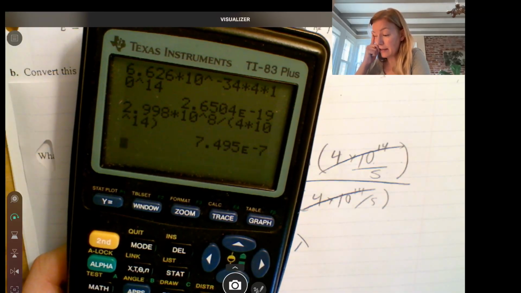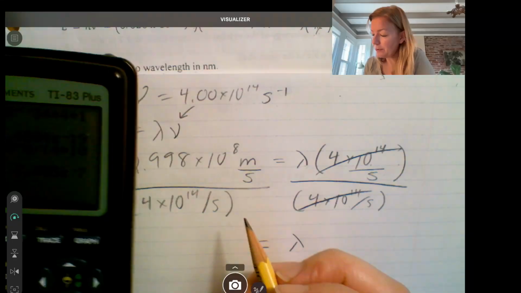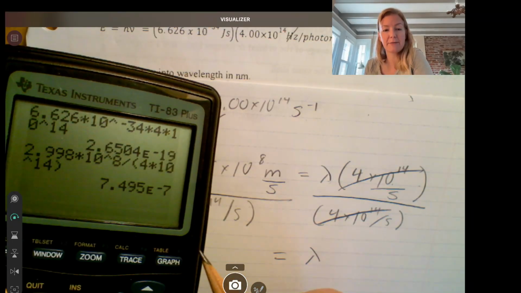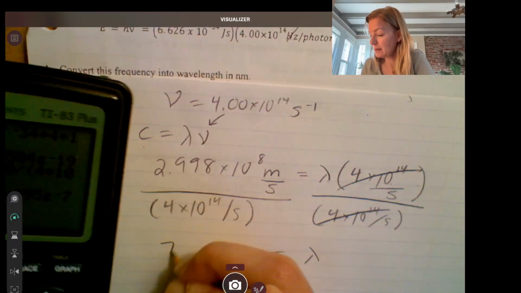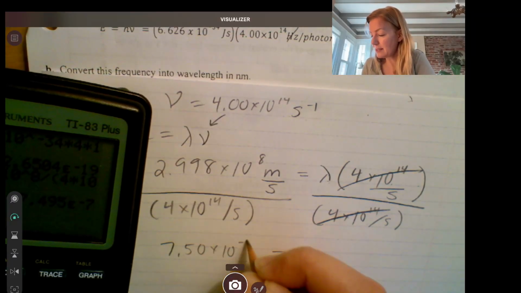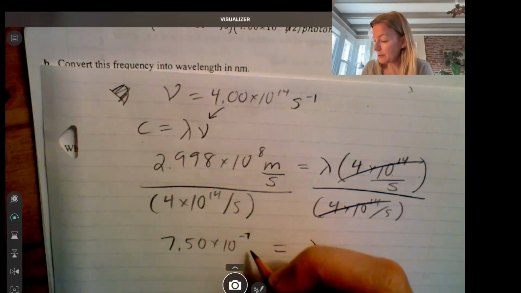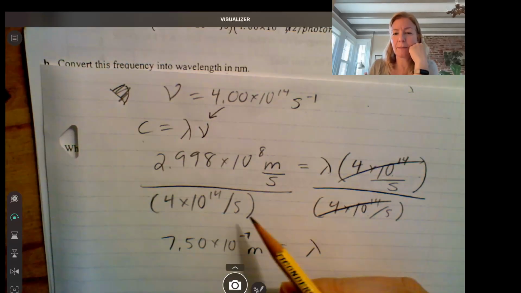And you get 7.49. Let me be sure that's right. Yeah. 7.495 times 10 to the negative 7th. Okay, so I'm just going to round that to 7.50. Remember, E means times 10 to the. Okay, 7.50 times 10 to the negative 7th meters. So we had meters per second divided by per seconds.